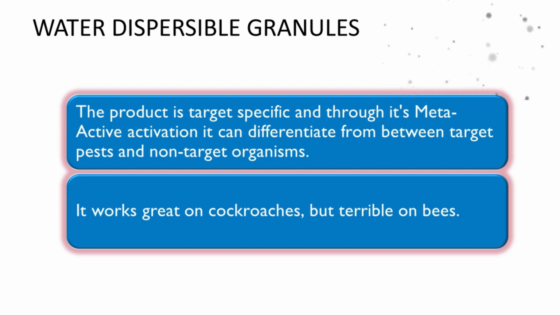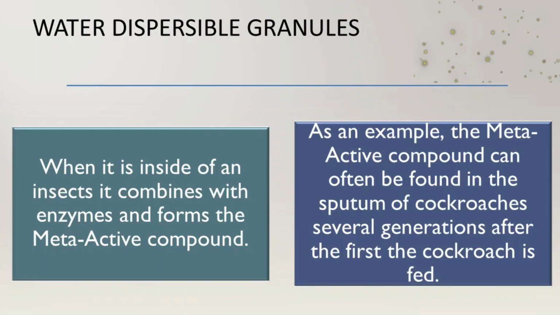Water dispersible granules. The product is target specific and through its metabolic activation, it can differentiate between target pests and non-target organisms. It works great on cockroaches but terrible on bees. When it is inside of an insect, it combines with enzymes and forms the active metabolite. As an example, the active metabolite can often be found in the cockroaches several generations after the first cockroach is fed.